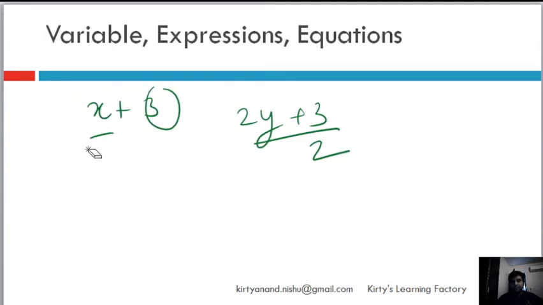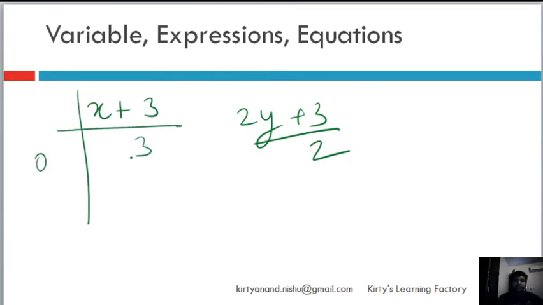Depending on the value of the variable, for example x plus 3 is an algebraic expression. Now when I put the value of x equal to 0, the value of this expression will be 3. If I put it as 1, the value of this expression will be 4, and so on and so forth. So depending on the changing value of x, the value of the algebraic expression will also change.